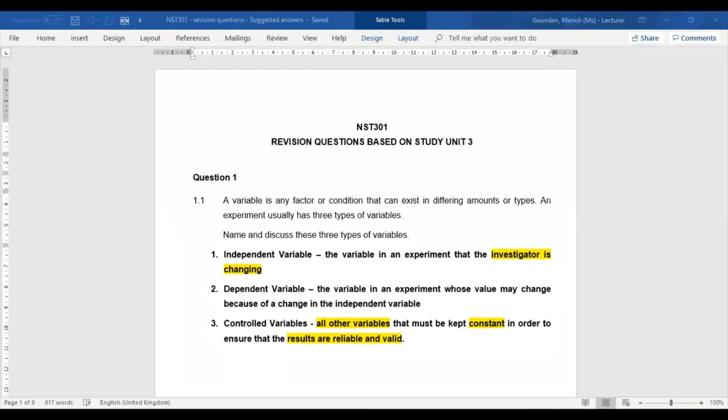and we call those controlled variables. So that definition on the screen for control variables, you can see that I'm actually holding my cursor over this definition is absolutely important. So it's all other variables that must be kept constant in order to ensure that the results that we get are reliable and valid.